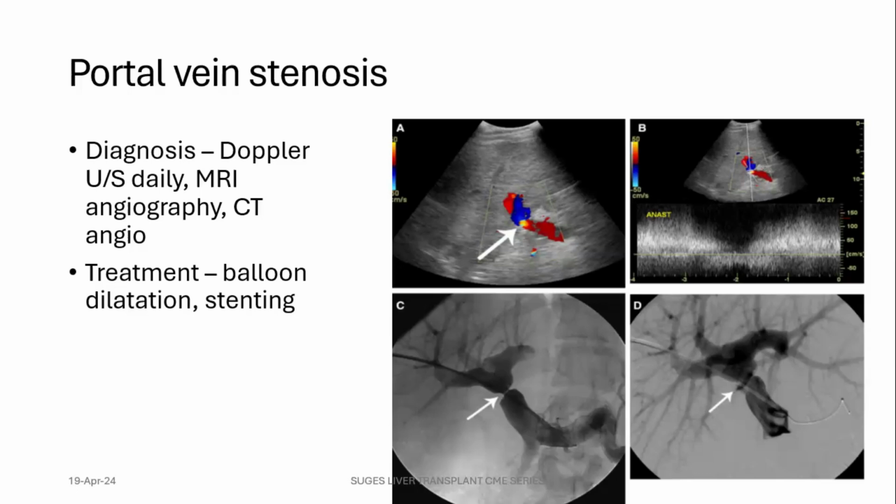You see the top image is a Doppler scan, and you're seeing the flow not going through a certain part. That shows you that there's a stenosed area. And then the one below that is the angiography, MRI angiography and CT angiography, where you can see the stenosed area. And the image marked D shows you a guide wire going through the stenosed area, so that a balloon dilatation or stenting can be done across the stenosis.